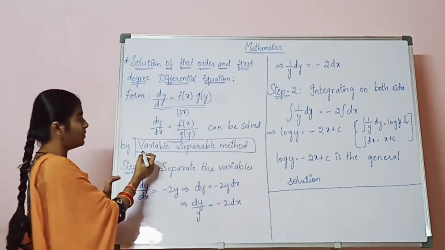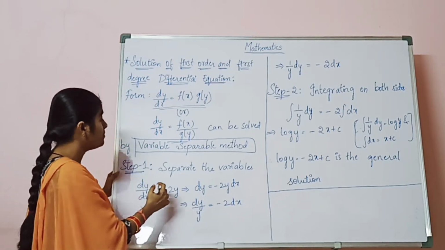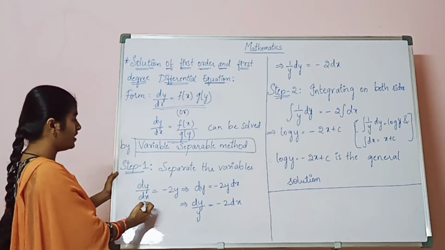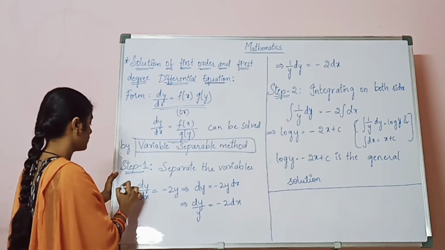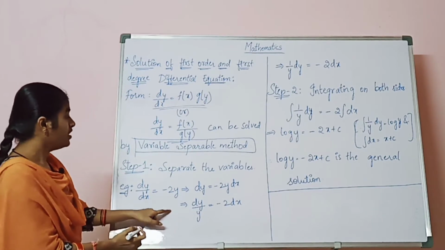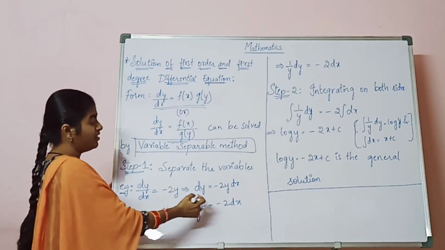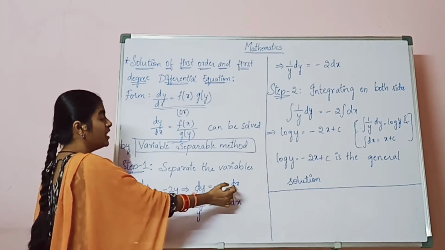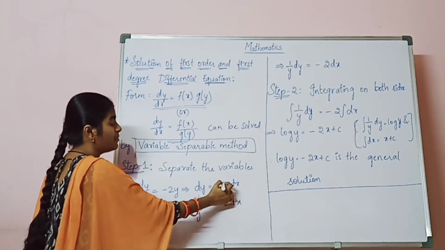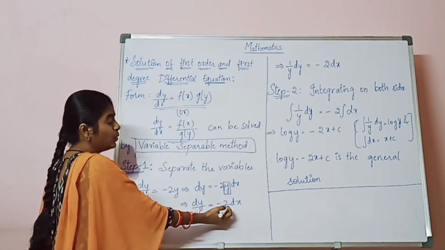How can we solve this? By variable separable method. For this two steps are there. Step 1: separate the variables. For example, dy by dx equals minus 2y. How can we separate these variables? We take this dx to the other side, so it becomes multiplication. dy equals minus 2y into dx. That implies the multiplication of y comes here and becomes division, so dy by y equals minus 2 into dx.